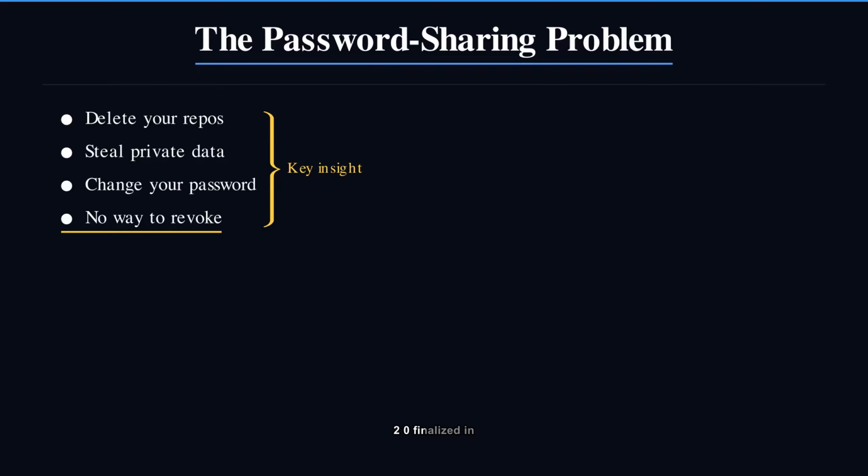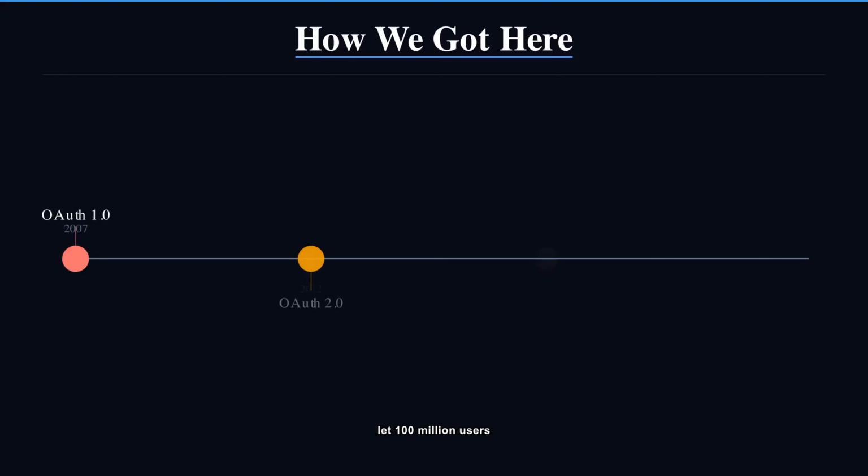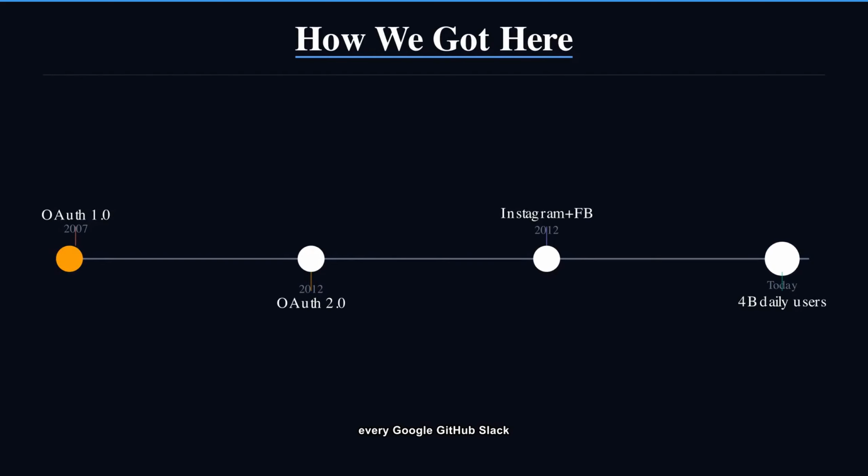OAuth 2.0 finalized in 2012, the same year Instagram used it to let 100 million users log in with Facebook, no password shared. It became the backbone of every Google, GitHub, Slack, and Spotify login you use today.